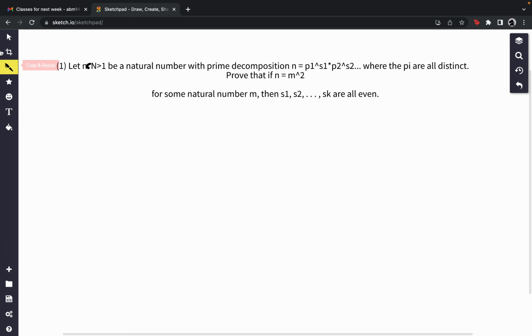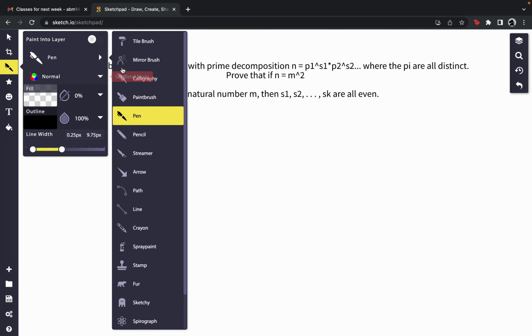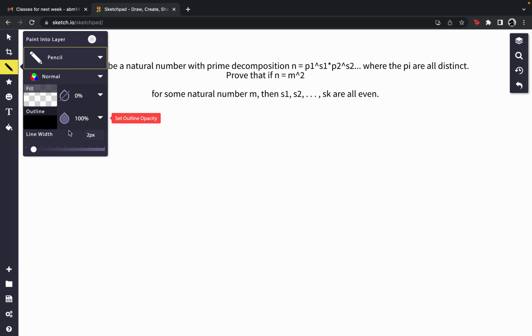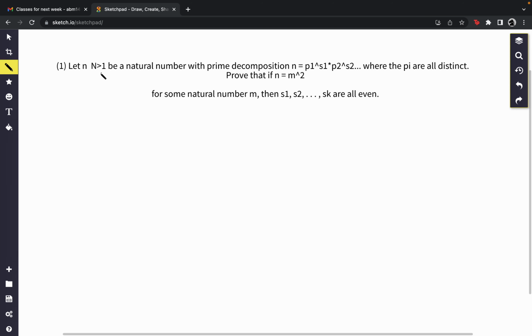And that is a little bit thick. Usually we're using pencil. Okay, let's see how this works. N is in the set of natural numbers greater than 1. Okay.